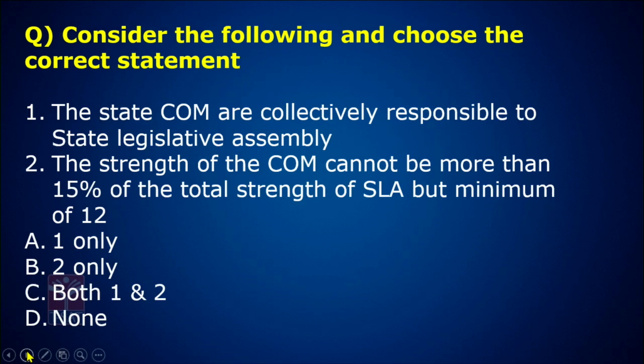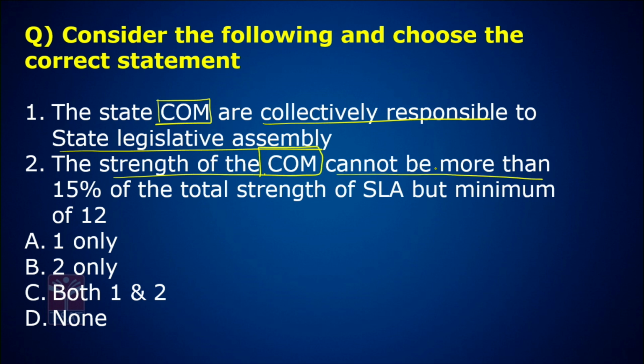Consider the following and choose the correct statement. The State Council of Ministers are collectively responsible to the State Legislative Assembly. The strength of the Council of Ministers cannot be more than 15% of the total strength of the Assembly, but minimum 12. You know what? Both the statements are correct.